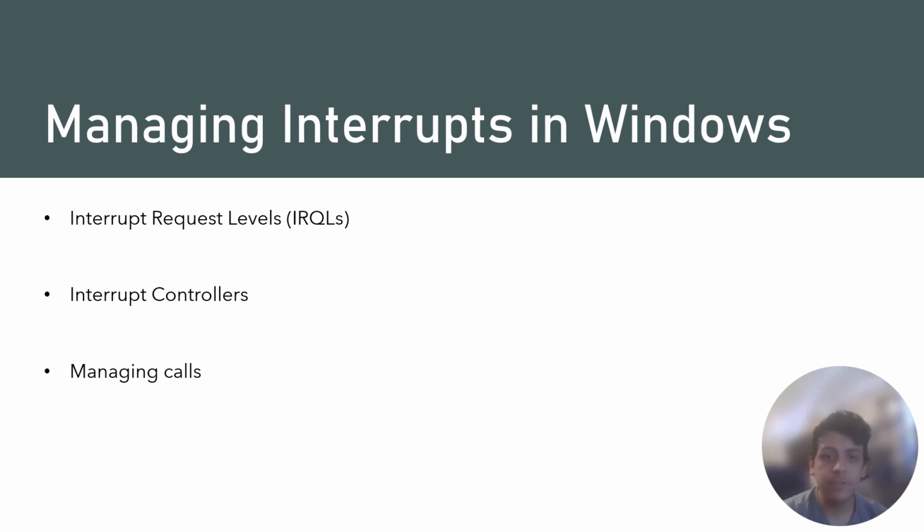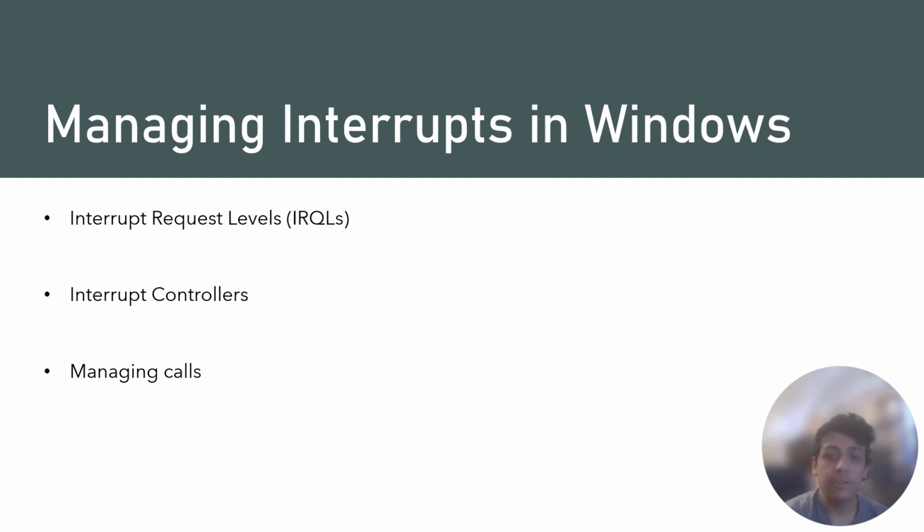Our next topic is managing interrupts in Windows. Windows manages interrupts by prioritizing, handling, and distributing them efficiently to ensure smooth system performance. The operating system uses a structured approach with interrupt request levels, interrupt controllers, and deferred procedure calls, DPCs, to handle interrupts effectively while minimizing delays. Some key points to consider: the interrupt request levels assign priority levels to interrupts, ensuring the higher ones are taken care of first while the lower ones are handled later.